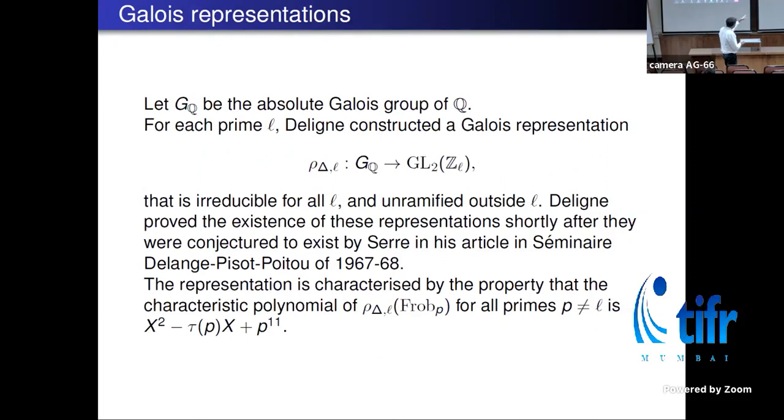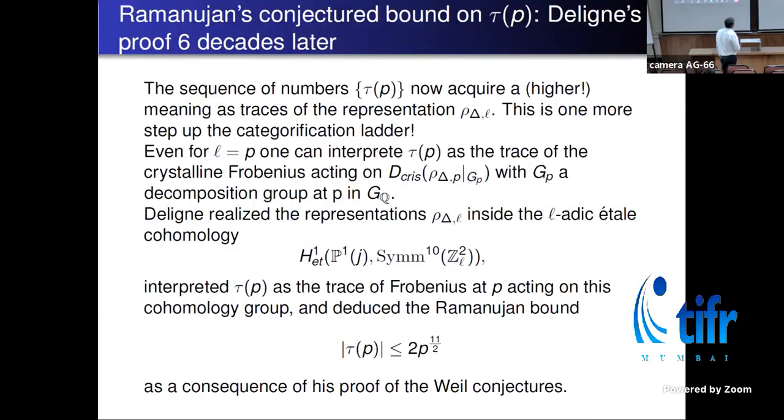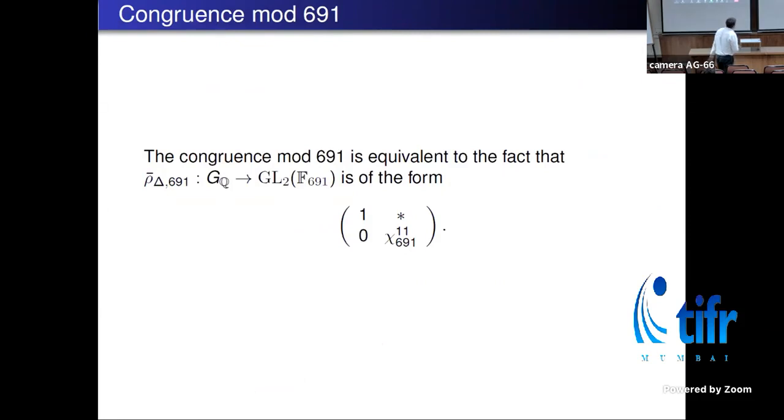So you look at this into GL2(Z/691), and you can reduce it mod 691. Then you get a mod 691 representation. And the congruence of Ramanujan, which is this tau(n) congruent to sigma_11(n) mod 691, can be re-expressed Galois theoretically as saying that if you look at this Galois representation mod 691, it degenerates in the sense it has smaller image than perhaps all of GL2. And so it's an upper triangular representation.